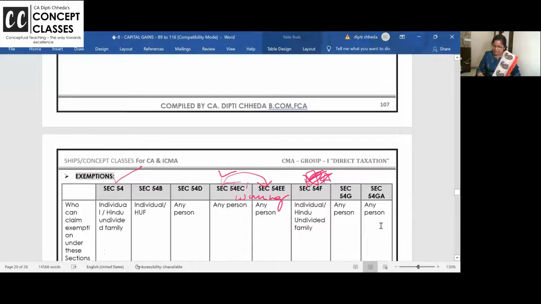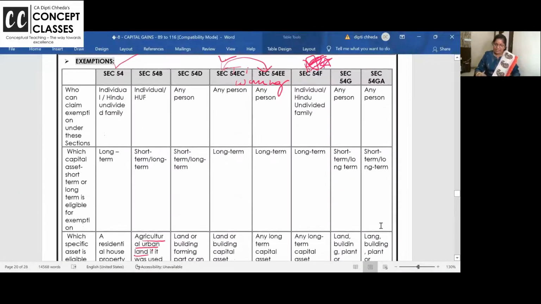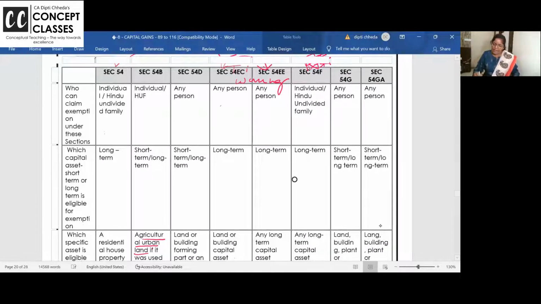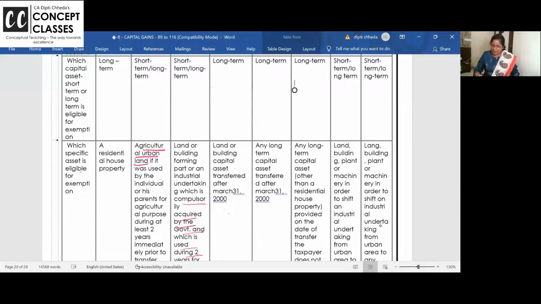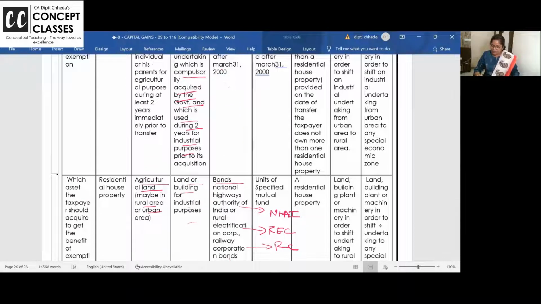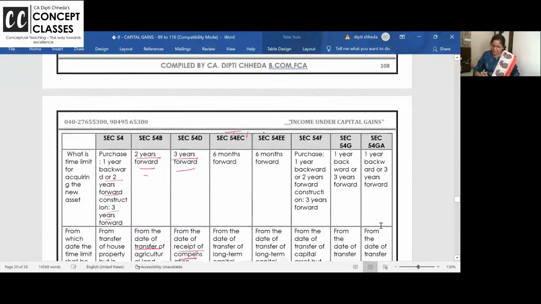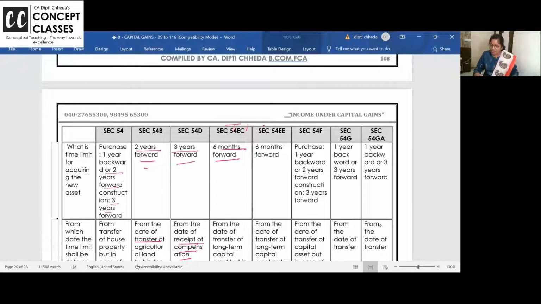Now you tell me, shall we read vertically? And I want all of you to write. If 50 lakhs is missing, note it down. Okay. Any person sells a long-term capital asset, land or building. Bonds have to be purchased. The time limit of purchase of bond is 6 months.